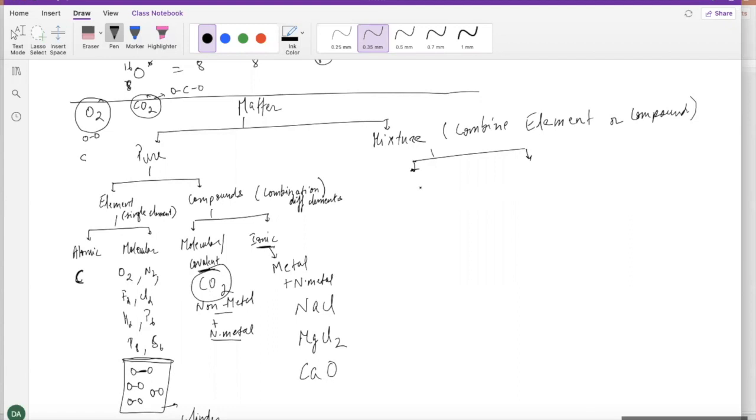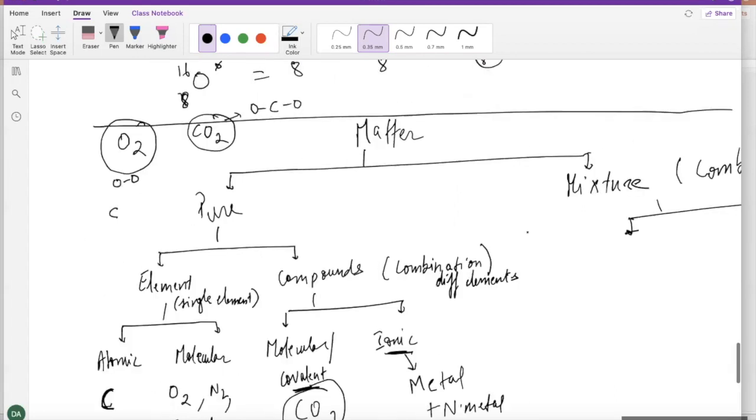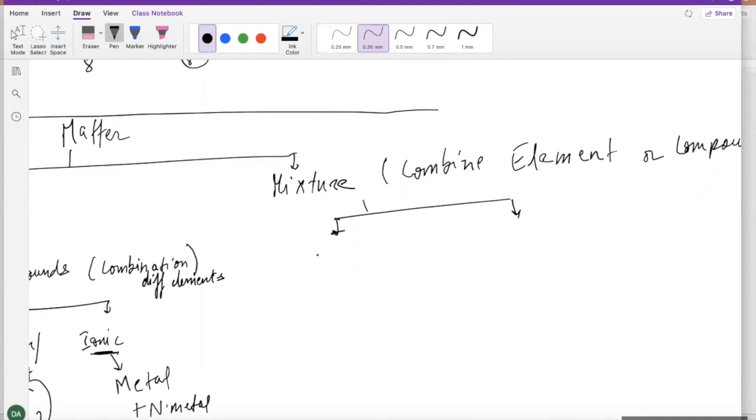So you see oxygen and carbon dioxide both in the same cylinder. You cannot call that oxygen cylinder. You cannot call that CO2 cylinder. It's an oxygen and CO2 mixture cylinder. So these can be classified, guys, as homogeneous and heterogeneous.